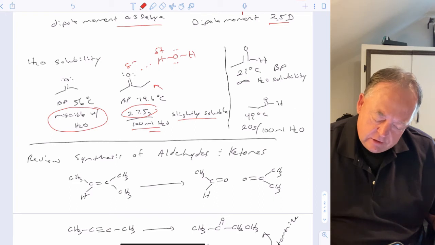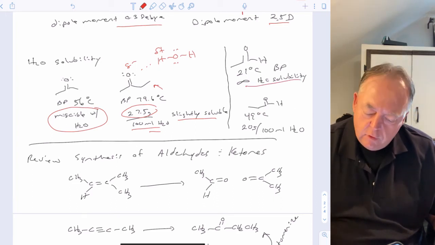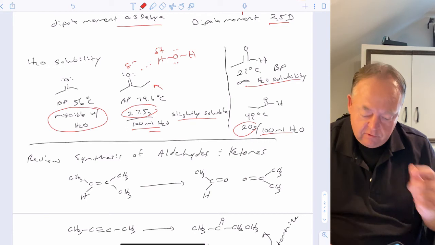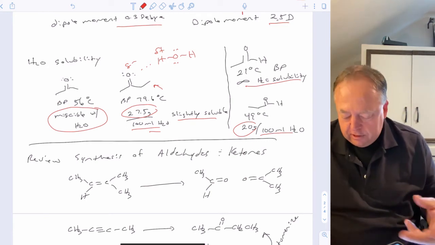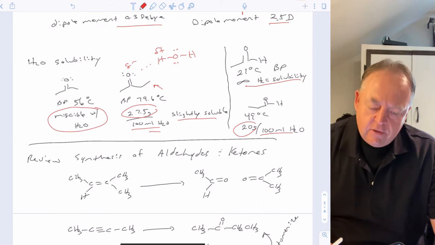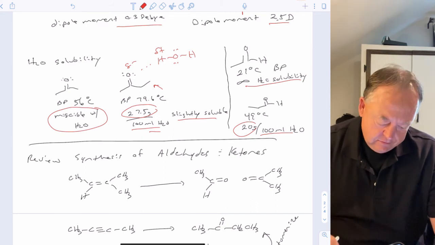So ethanal or acetaldehyde is infinitely water soluble, so it's miscible with water. But once you go to 3 carbons, then only 20 grams dissolves in 100 mL of water. And of course, as you increase the carbon chain, the boiling point increases as well because there's more surface area, so more van der Waals contacts.